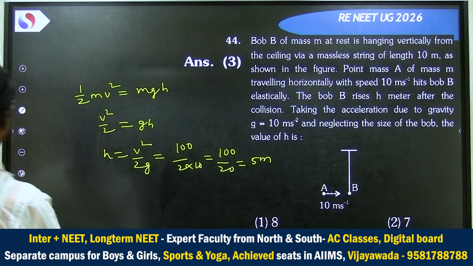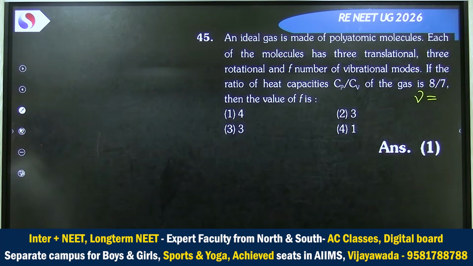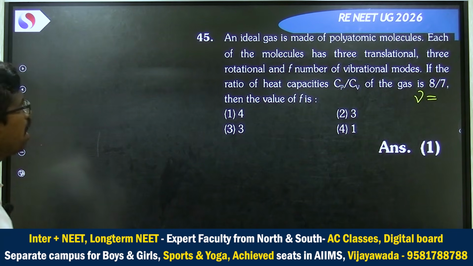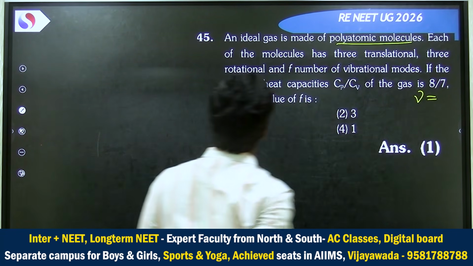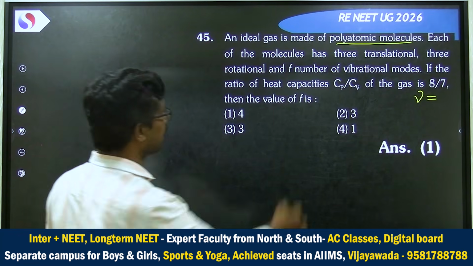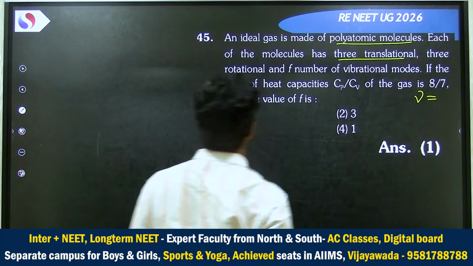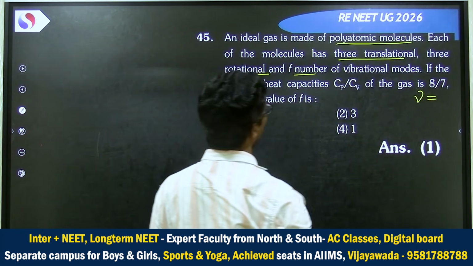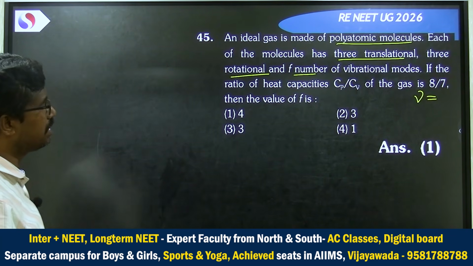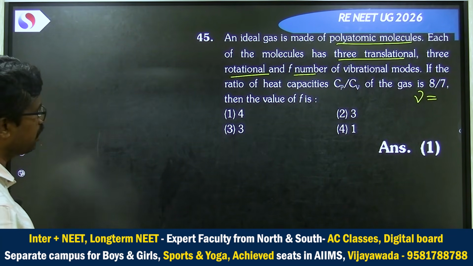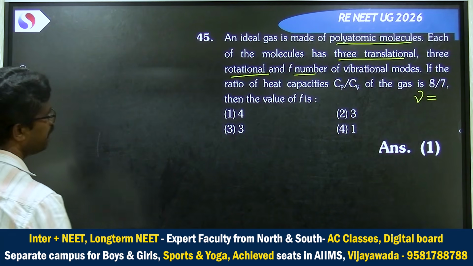Our answer is 3. Next, our last question, 45. See once again, 45. An ideal gas is made up of polyatomic molecules. Each molecule has 3 translational, 3 rotational and f vibrational modes. The ratio of Cp by Cv, gamma, is equal to 8 by 7. Find the value of f.